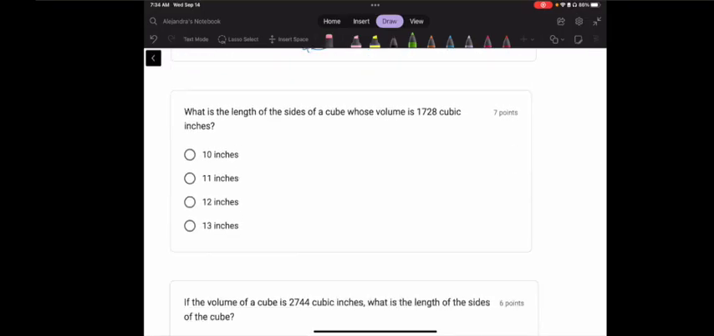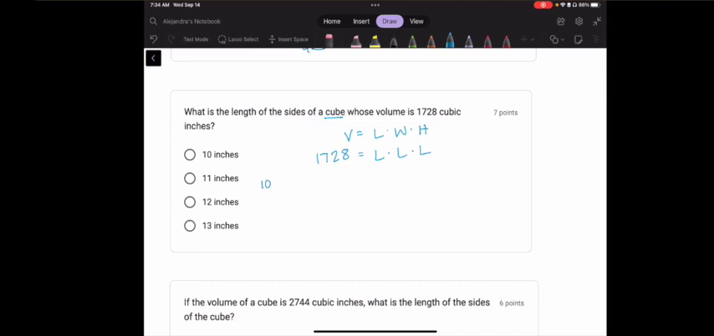Next, what is the length of the sides of a cube whose volume is 1,728? So, given that this is a cube, we know that the volume will equal whatever the side measurement is, multiplied by itself 3 times. So let's say, for example, here would be length times length times length, because all three of them are going to be the same. Now, I know that the volume is 1,728. I need to find a number that if I multiply by itself 3 times, I get 1,728.